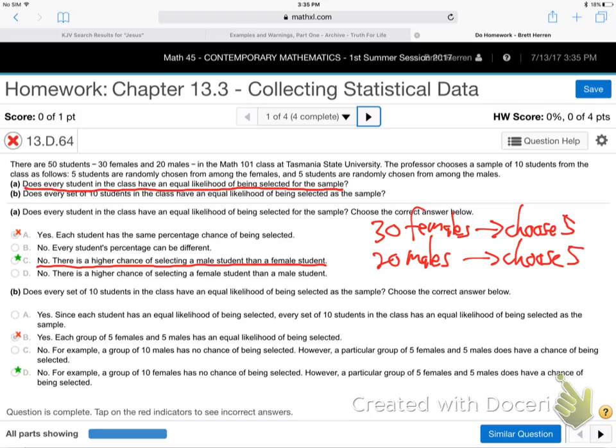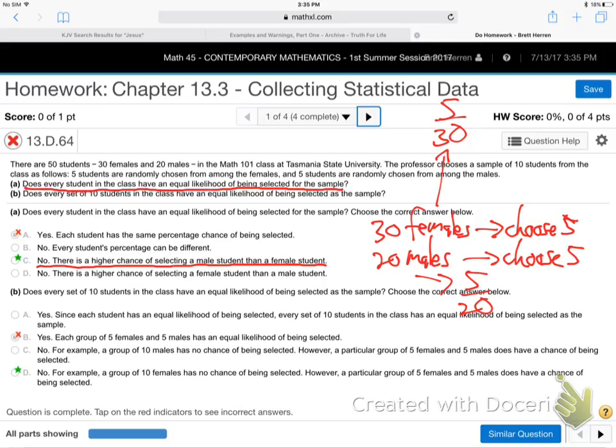So that means that if you're a female, what's the chance you're going to get selected? What's the probability? How would we figure that out? If you're a female, there's only 5 out of 30 being selected, whereas if you're a male, there's 5 out of 20. That's higher, right? It's a better chance you're going to get selected for the males. There's more females, so if you're only selecting 5, there's a lower probability that if you're a female you're going to be selected.